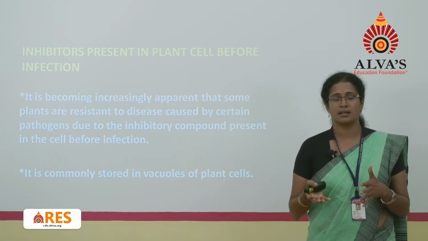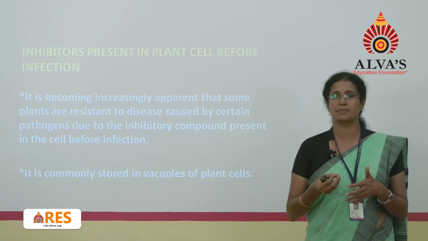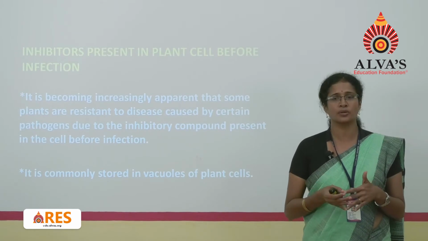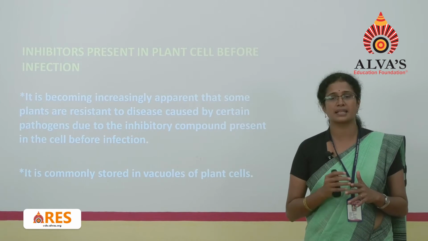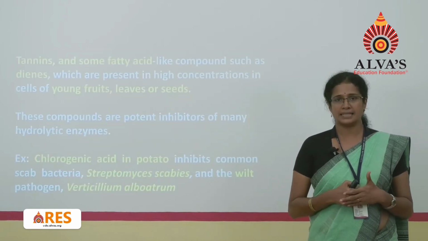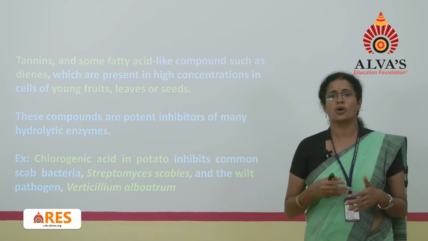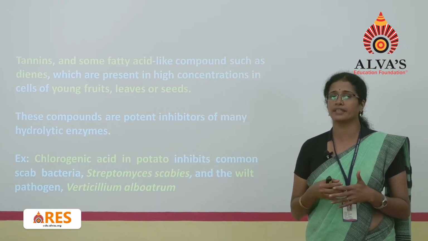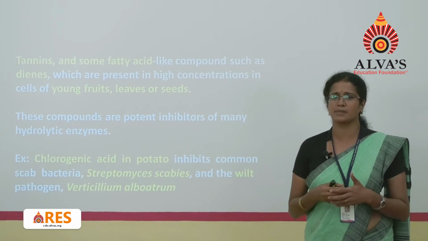It might be the leaves, some of the plant leaves, it smells very good. It is nothing but because of some of the chemical compounds produced by the plants. Okay. So, all these particular chemicals will act as a barrier against the pathogen. Moving on with the examples, tannins and some fatty acid like compounds, commonly present in high concentration in the cells of young fruits, leaves or seeds. So, these act as barriers.